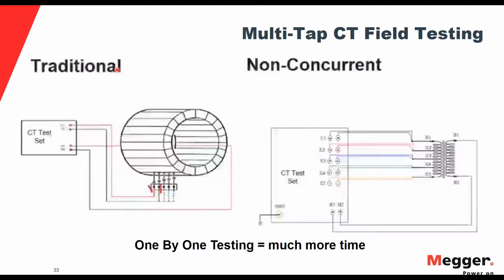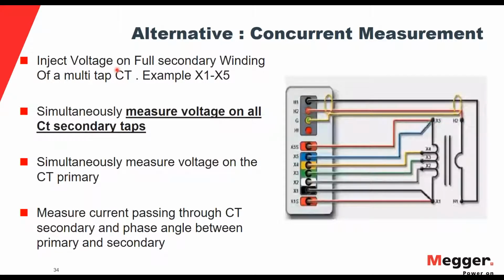With the new methods from Megger, we can give you the testing of all these taps, up to 5 taps, simultaneously. So you have multiple meters and one injection output, and you can measure all these taps at the same time, thus shortening your test time very drastically. And the accuracy for these tests is very good.